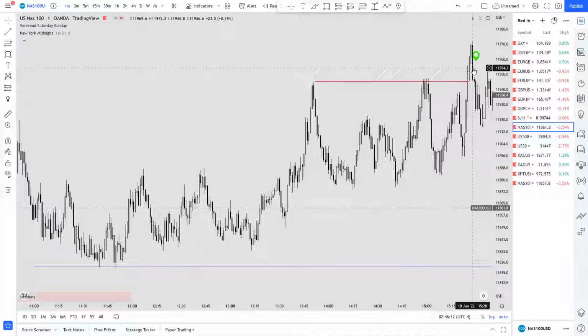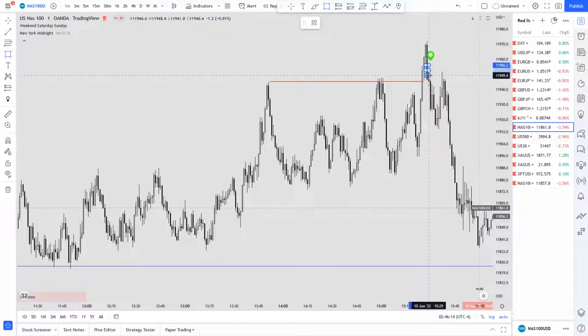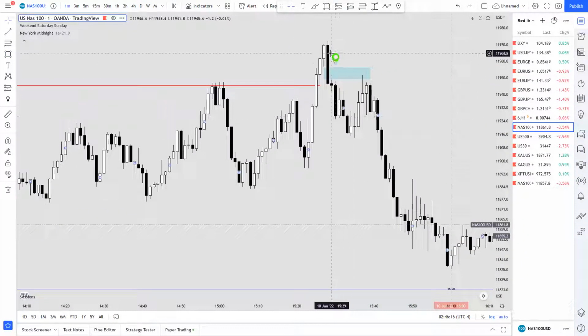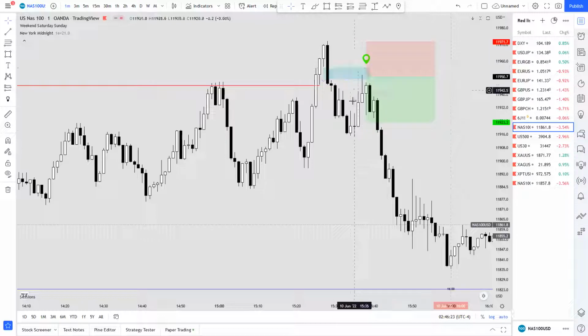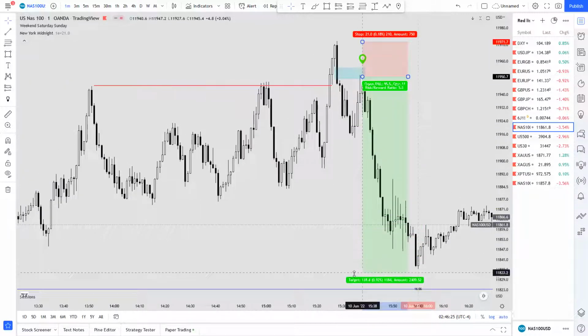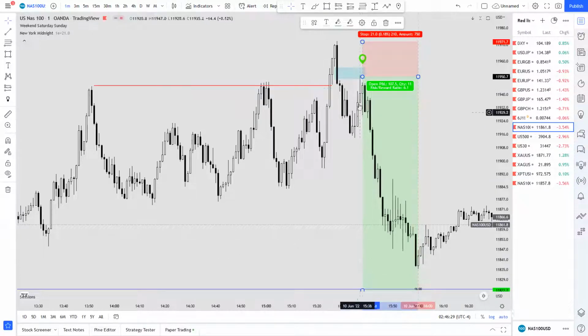Next thing we know, we have a gap presented over here, and you can be a participant at that gap. Once again, stop above the high is always protected, and you can just ride it to 16, so 4 p.m. Ride it to 4 p.m. and there you go. Not much drawdown as well.